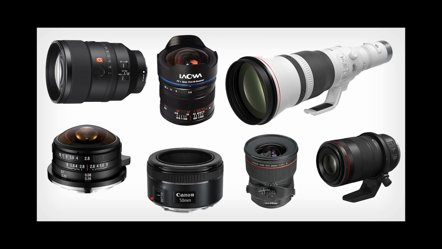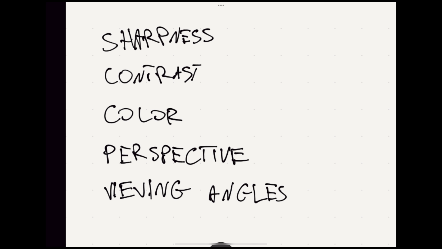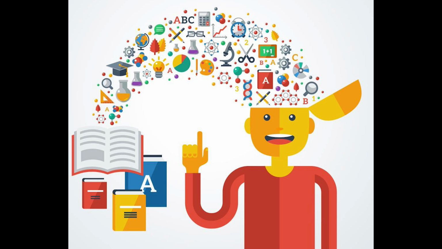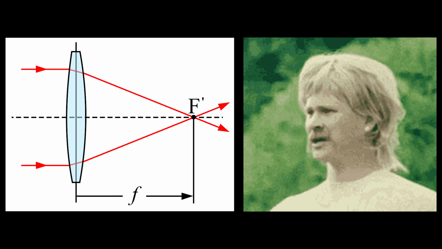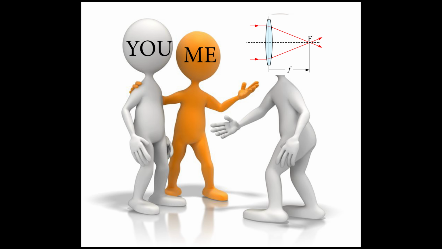Lenses are responsible for things like sharpness, contrast, color, perspective, and viewing angles. All right. And every lens is a little bit flawed in its own way, but that's all right. Sometimes you can get cool results using this. But you also need to understand what focal length is. So let me introduce you to focal length. What is that?